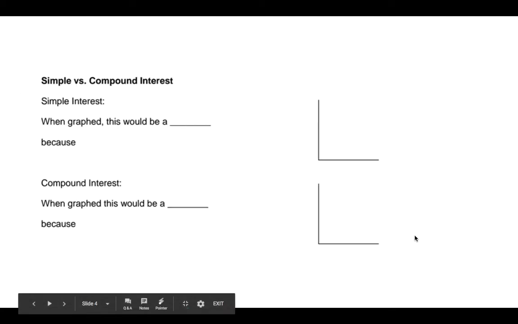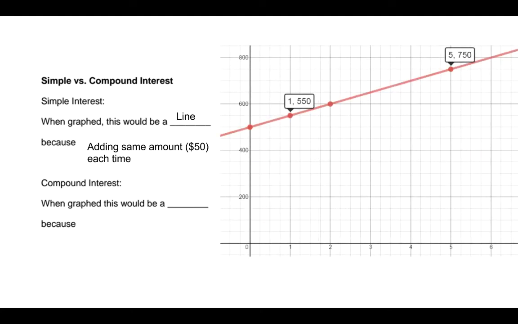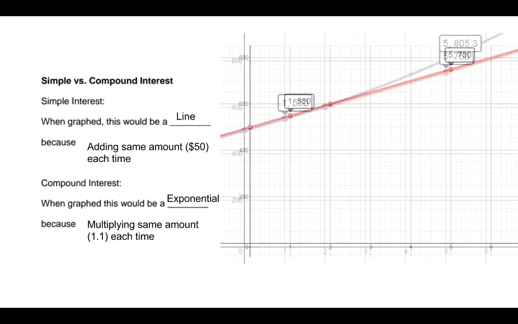And we can see what it looks like here. When graphed, simple interest, the first one, would actually be a line. And so we're just adding $50 every time. So we can see if you start at 500 and keep adding 50, after 5 years, you're at 750. Compound interest is going to actually be an exponential. So it's a curve that's growing by 10% because we're multiplying by the same amount each time. So that's that common ratio, similar to a geometric sequence.